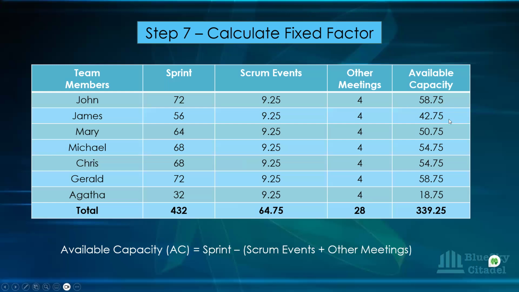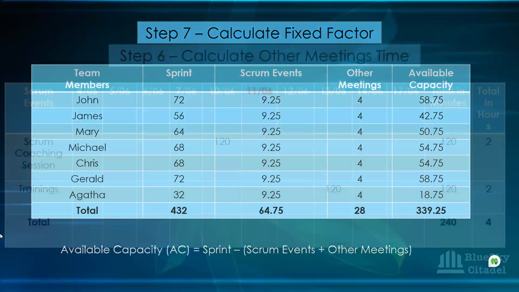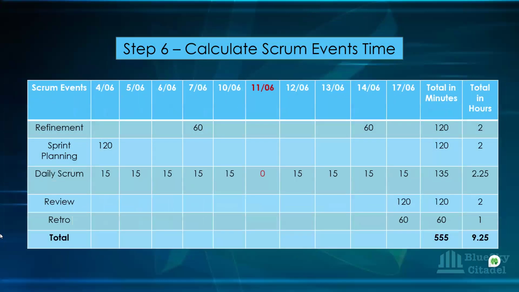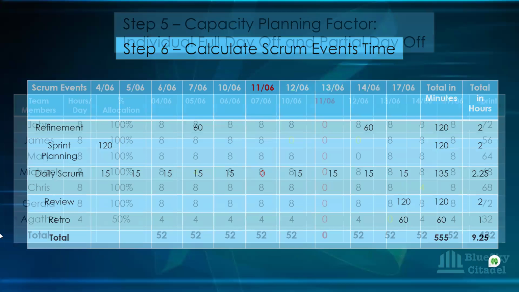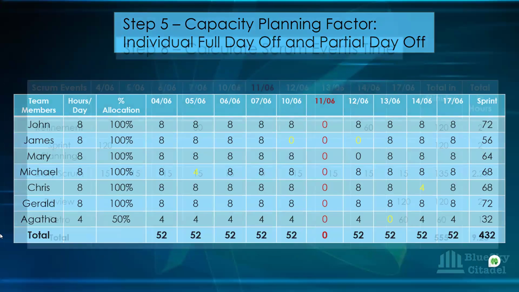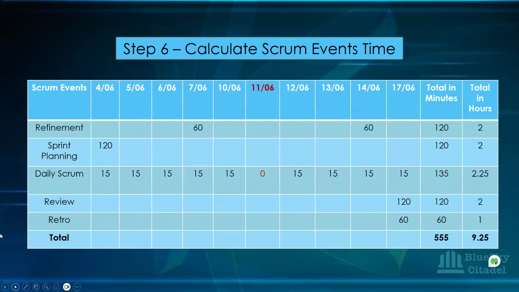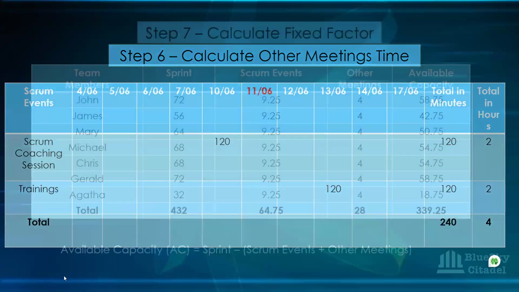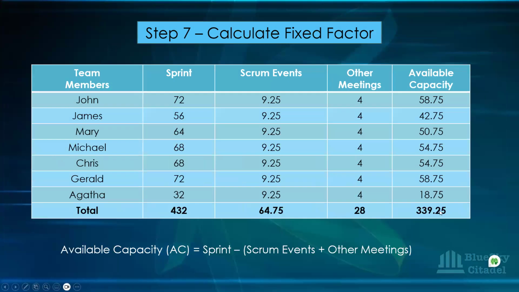James will be 42.75, and then you can see going all the way down. So when you're looking at the total again, it's dropped from, let me quickly see what our total was. Okay, sorry, it was 432 after we removed all the holidays. But if we factor in the hours for Scrum event time and other meetings, it's dropped to 339.25 hours for the whole term.